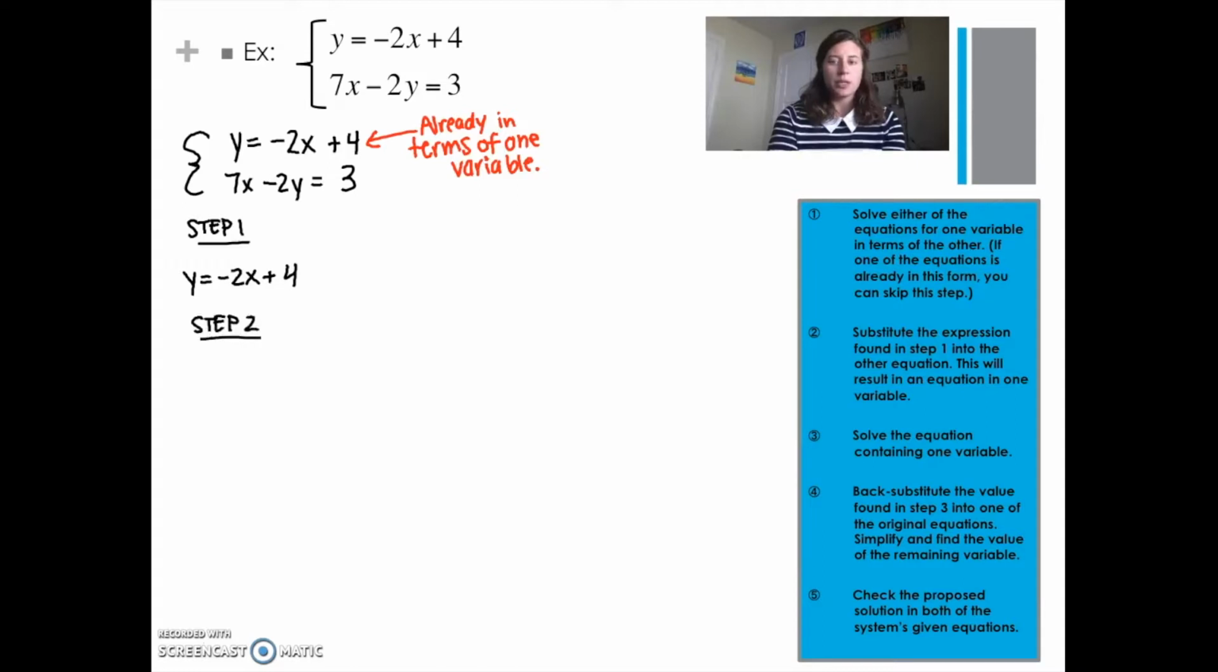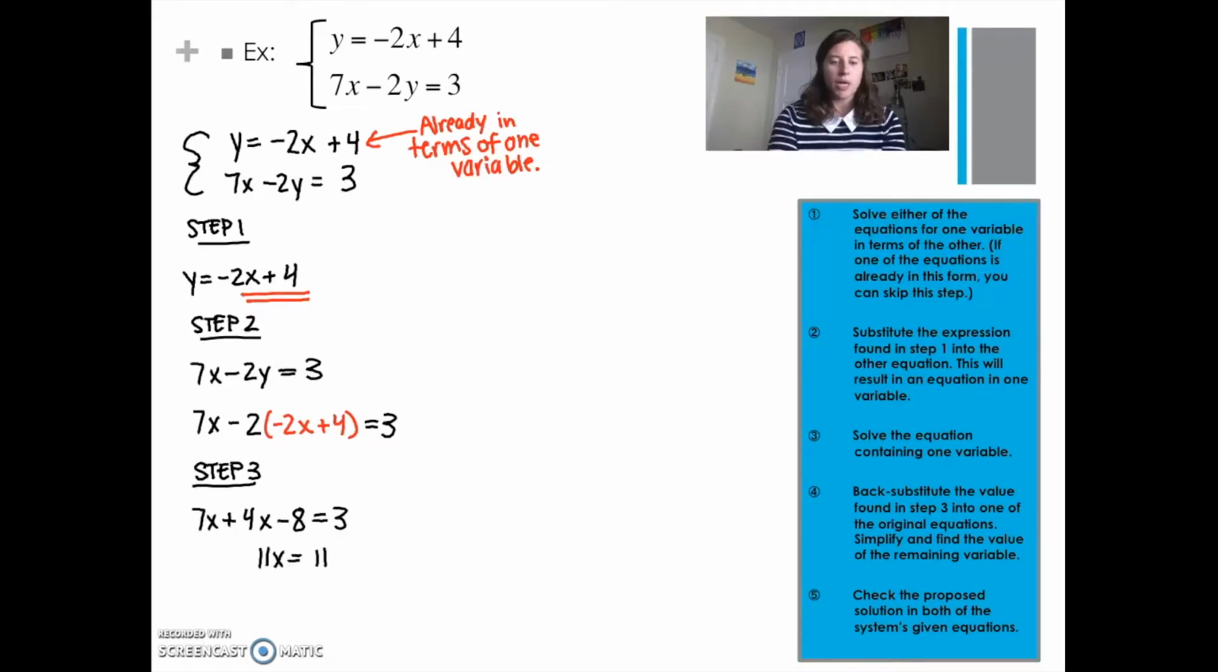Step 2. Substitute the expression found in step 1 into the other equation. Write down the other equation, 7x minus 2y equals 3. You know that y equals -2x plus 4, so substitute -2x plus 4 in for y. Step 3 is to solve the equation containing one variable. Distribute the 2. Combine your like terms to get 11x equals 11. Divide both sides by 11 to get x equals 1.